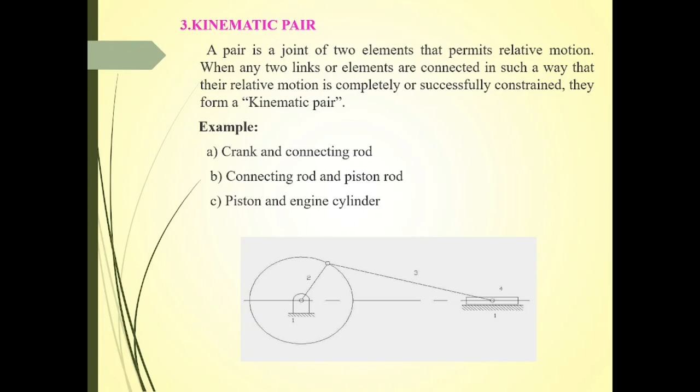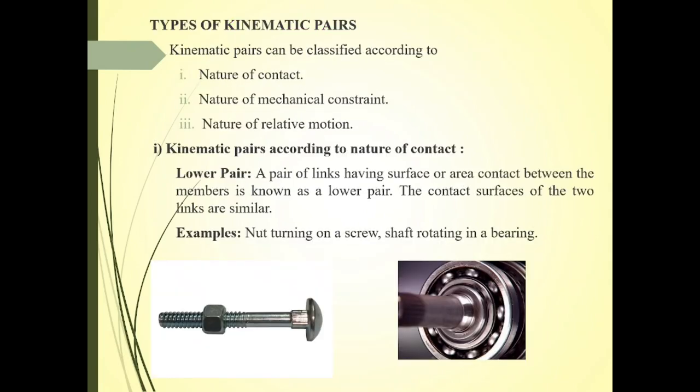Different types of elements are interconnected, but all the interconnected elements have some relative motion. Next, types of kinematic pairs. Kinematic pairs can be classified according to the nature of contact, the nature of mechanical constraint, and the nature of relative motion. So these are the main types of kinematic pairs.